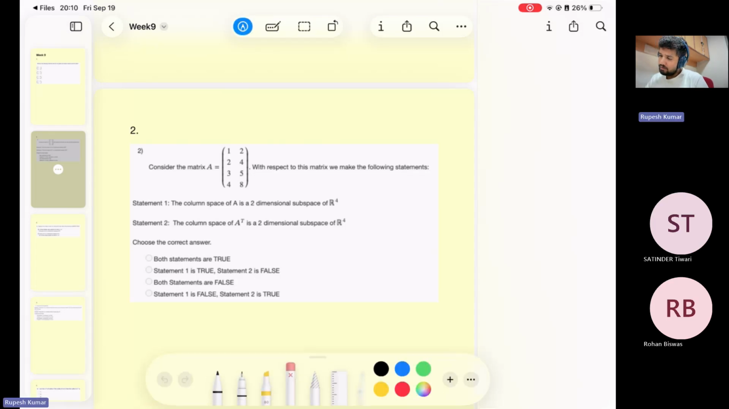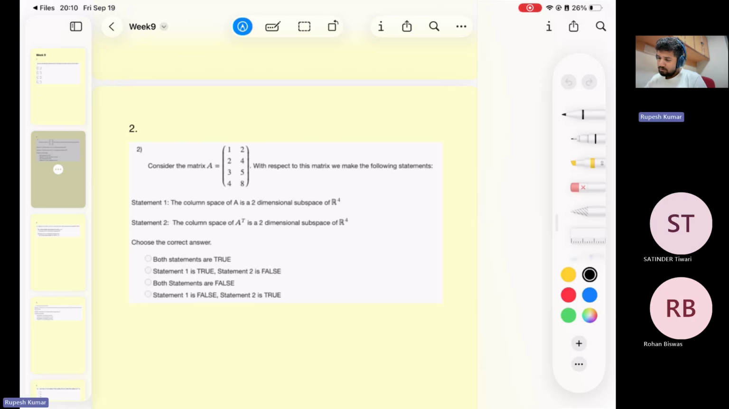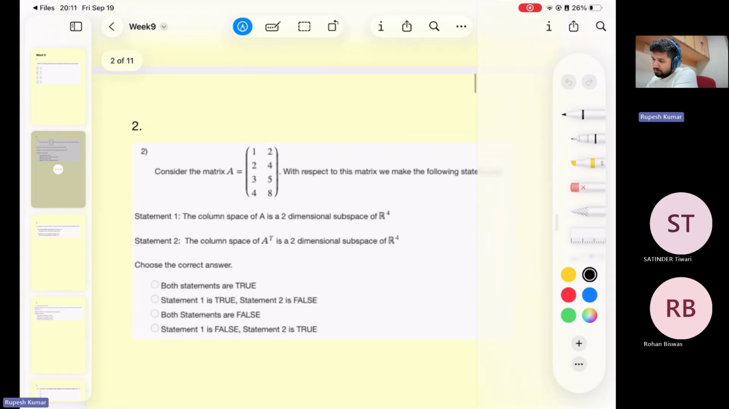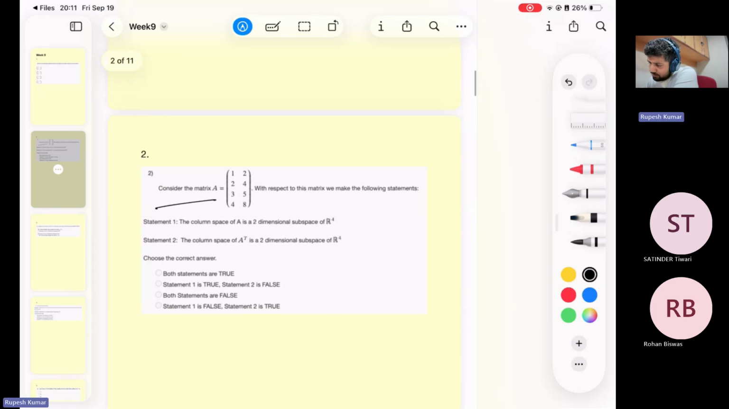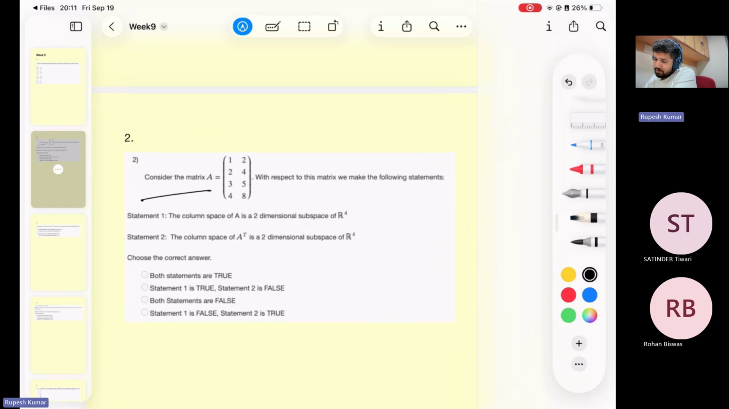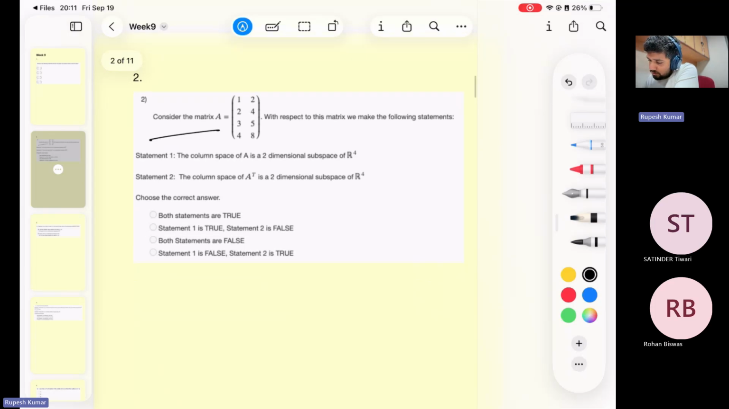Okay, fine. So let's look at this problem. Consider the matrix A that looks like this. With respect to this matrix, there are two statements, and we have to choose the correct answer. Let's ignore the statements first and try to solve this. So, what is the column space of A?